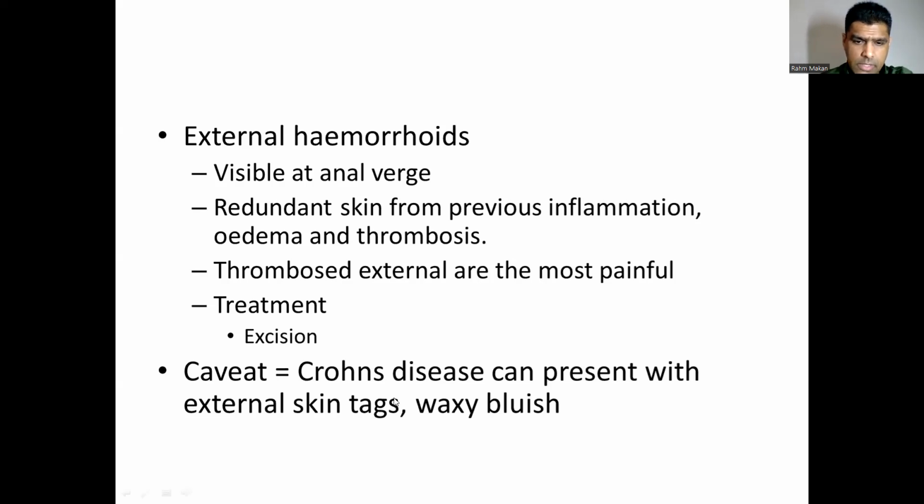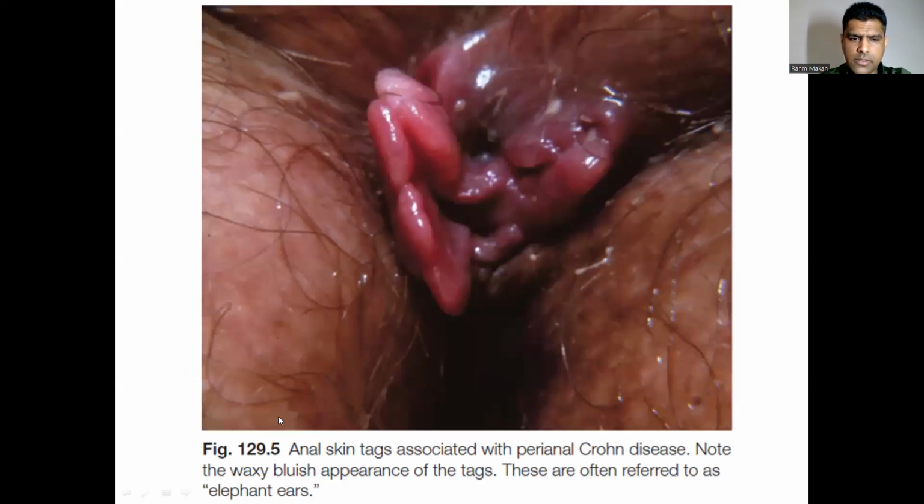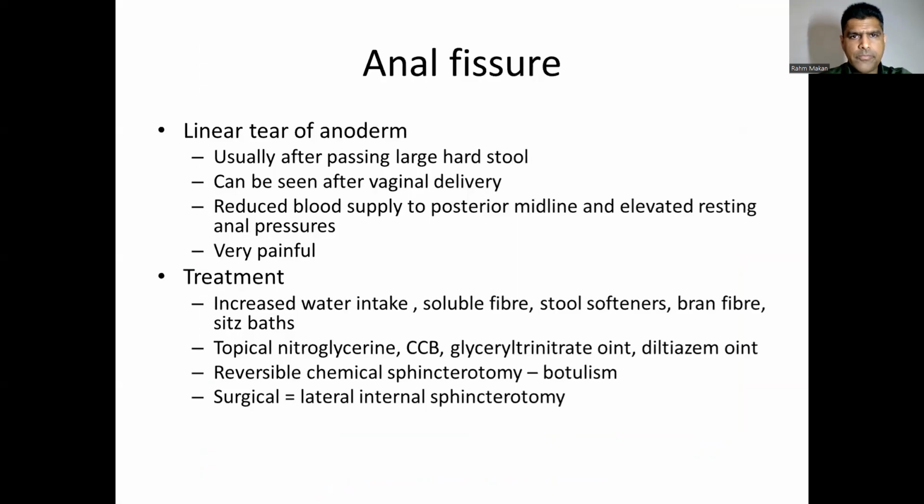An important point to remember is that patients with Crohn's disease may present with what may look like a hemorrhoid. And these are external skin tags that are waxy and bluish that may look like this. Some people refer to them as elephant ears. So one must be careful not to misinterpret these as external hemorrhoids.